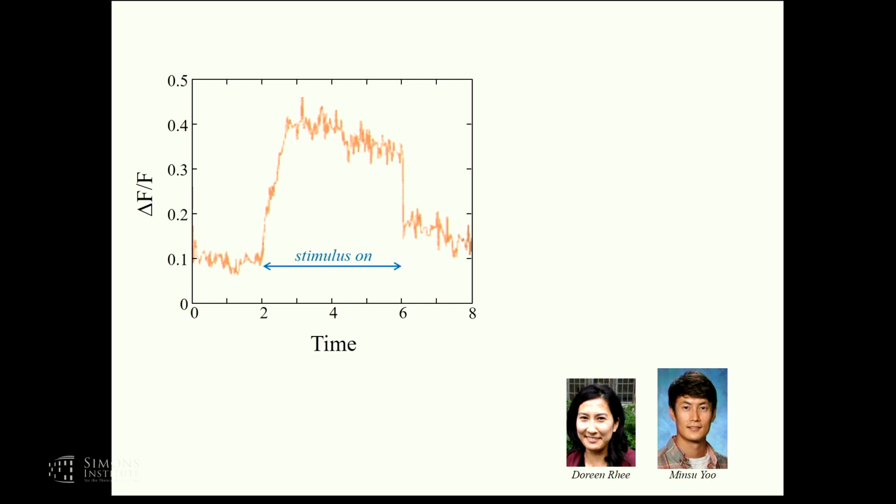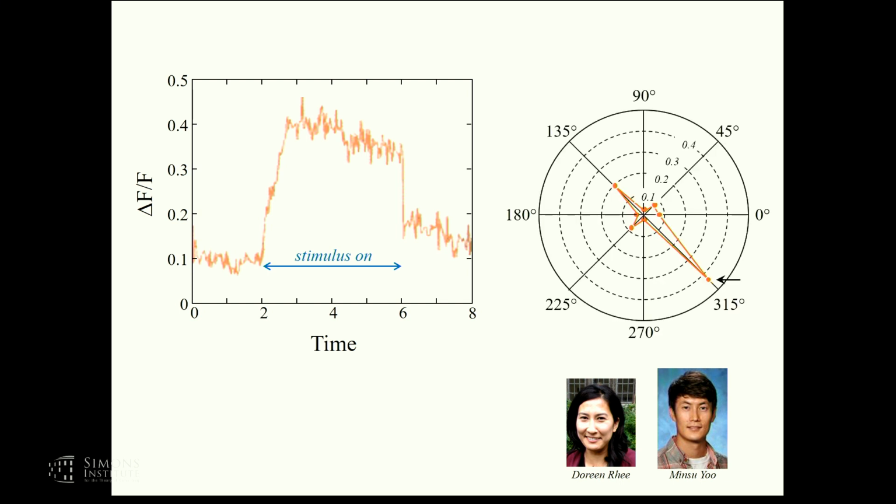And this is the signal you get that reflects the action potentials of these cells. This is at the best orientation and direction. And again, you can plot the tuning curves.